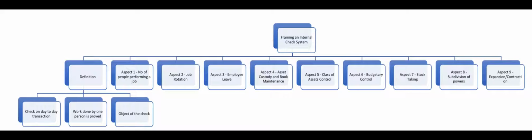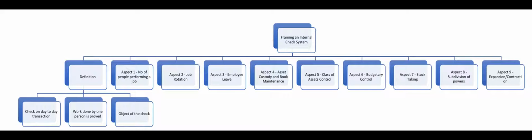The third aspect is that employees should be encouraged to go on leave. They should not feel insecure to leave the job and go on leave, because their frauds could be detected in their absence. They should always be encouraged to take the required number of days of leave in a year, and another person should take care of their roles and responsibilities in their absence. This gives an opportunity to detect any frauds or gaps committed by the person who is taking care of the job.